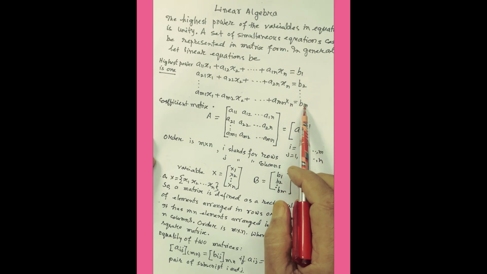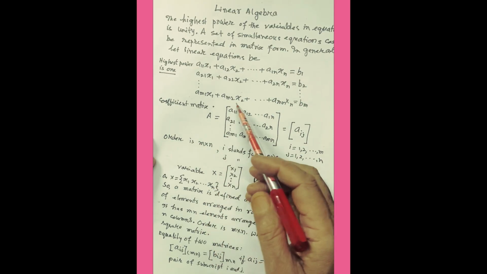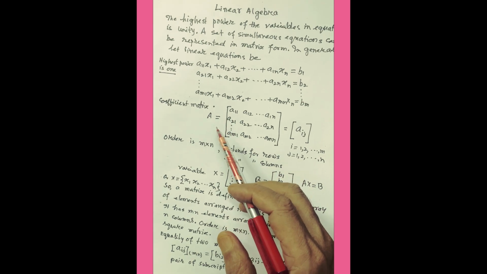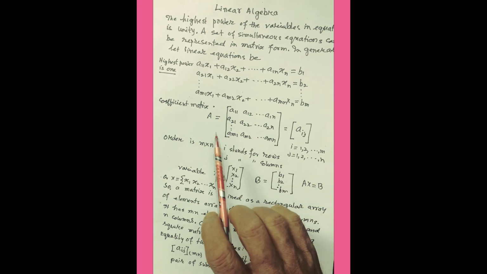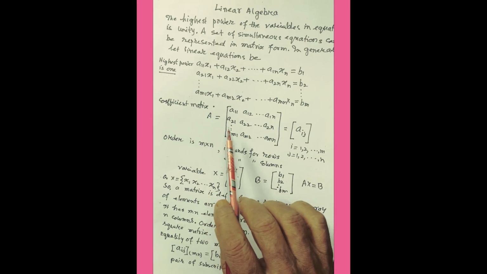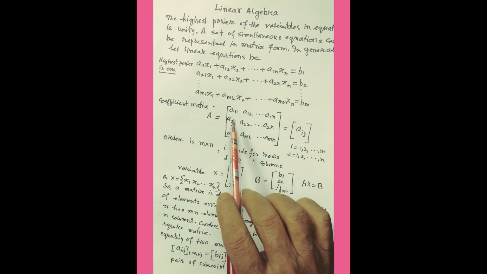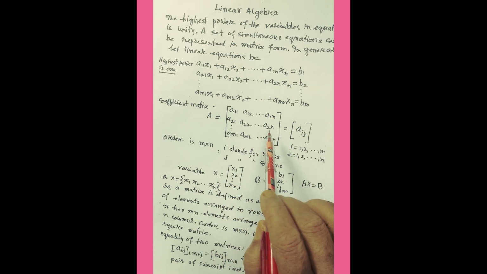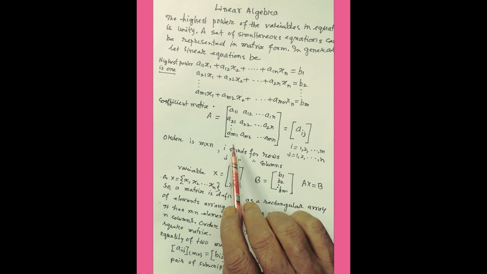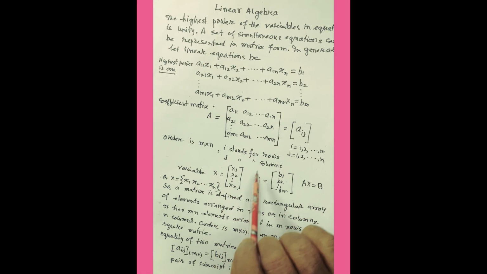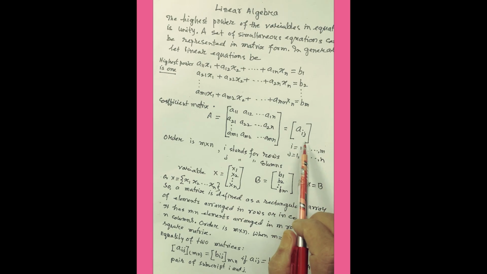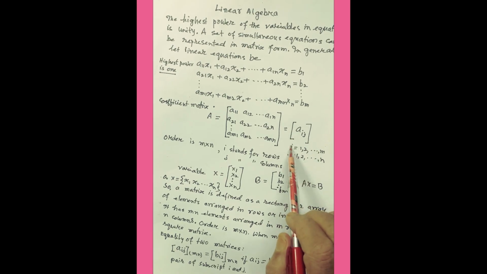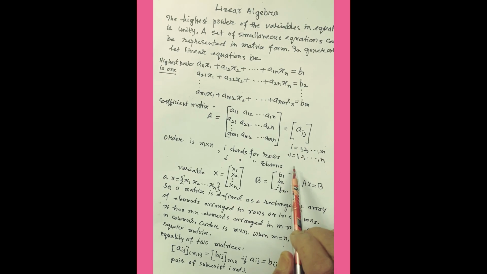We call it the solution vector. Now, if we separate out the coefficients in matrix form, the coefficient matrix A is equal to all those coefficients: a11, a12, so on up to a1n, a21, a22, so on up to a2n, am1, am2, so on to amn. So in short, this can be written as matrix aij. When we expand, i is 1 to m, and j is 1 to n, then it becomes this.